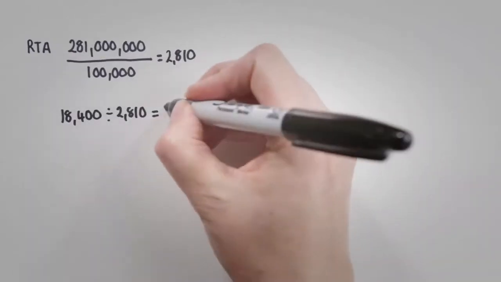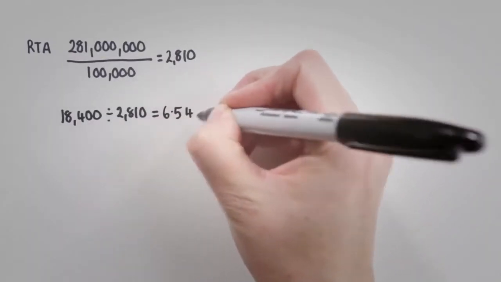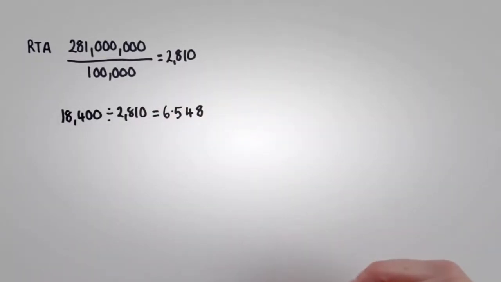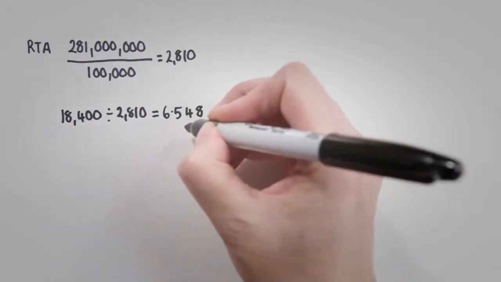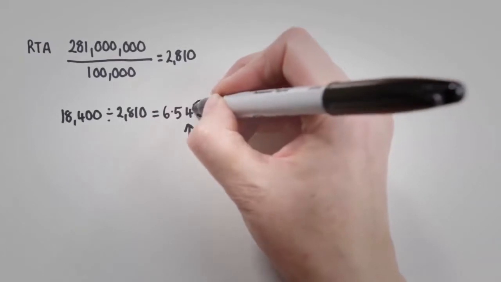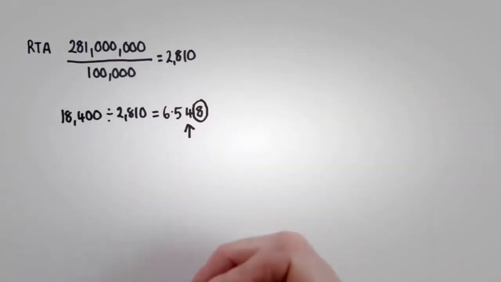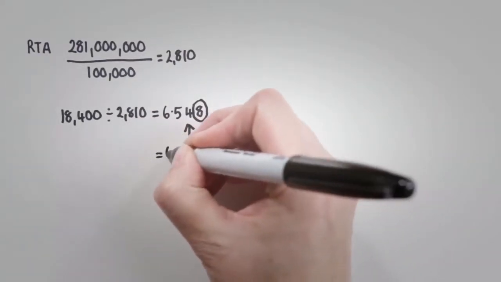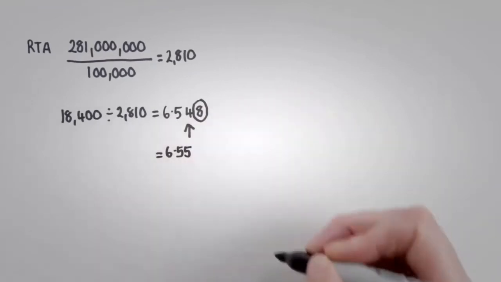6.548. And we want to round that to two decimal places. So look at the figure in the second decimal place, and look at the number after it. If it's 5 or more, then we need to round up. And in this case it is, so it becomes 6.55.